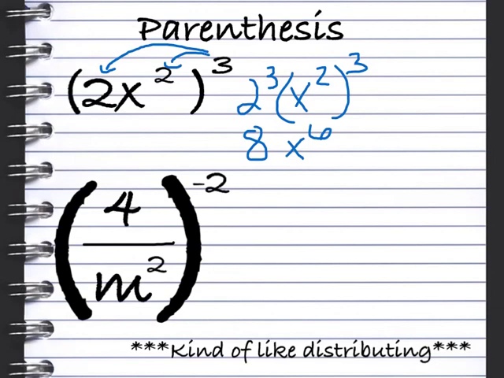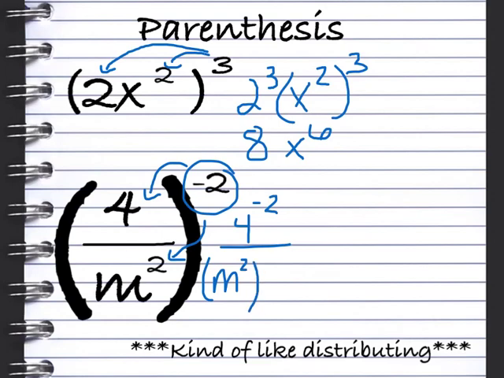Now, when you have a fraction being raised to a power, it's the same thing. You're going to distribute that to each of the terms. So we now have 4 to the negative 2 over m squared to the negative 2. And what do we do when we have negative exponents? You flip it. So we now have m squared squared over 4 squared.